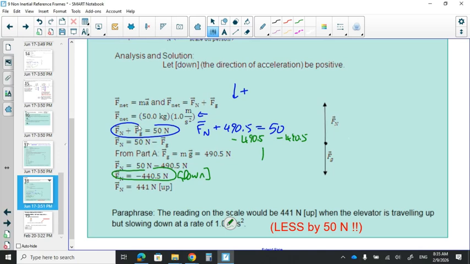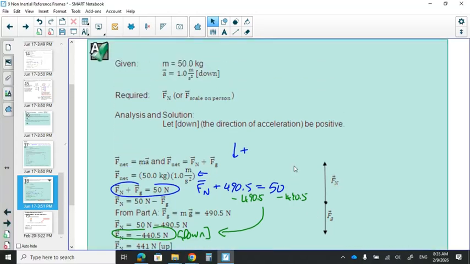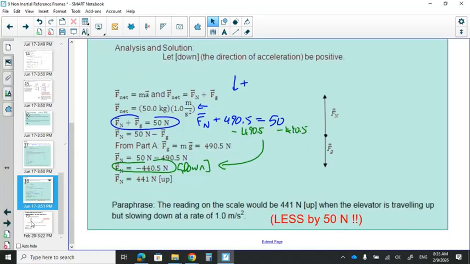So that's going to lead to this. And obviously that means up. The normal force is smaller and up. Whether you choose to have the direction down be positive or not is up to you. You can obviously do this work with the other direction system.